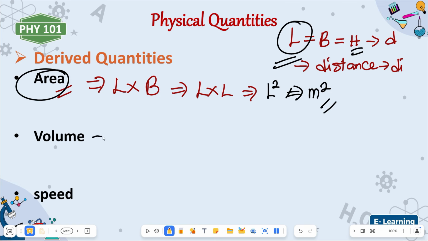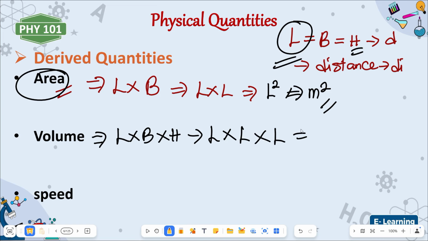Now, volume is what, my dear student? Volume is length times breadth times what? Height. What did I say? Wherever you see breadth, represent it with length. Wherever you see height, represent it with length, because the only fundamental quantity we have that has to do with distance is length. So length times breadth will still be length times length, and length times length times length will give us length to the power of 3, which will give us m to the power of 3. All right? So that is that for this particular one.